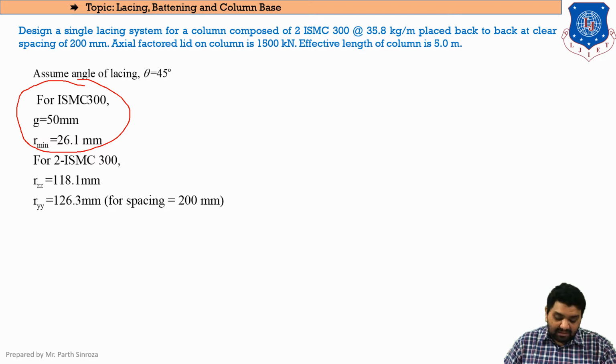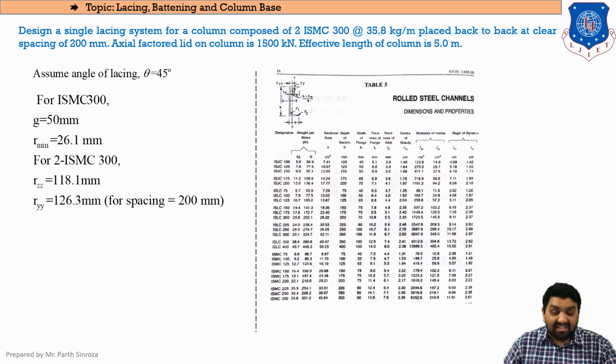So for the single ISMC section, the values can be obtained from the steel table. Here you can see in the last section that it is mentioned for ISMC. From this we won't be requiring area, because we are not designing the channel section. The channel section has already been designed. We are to design the lacings, yes? And lacings are the rectangular plates that are connected in a zigzag way. So here we will be requiring two quantities.